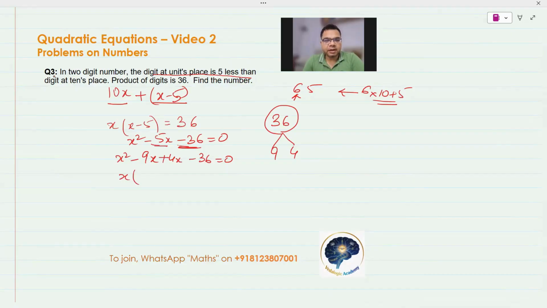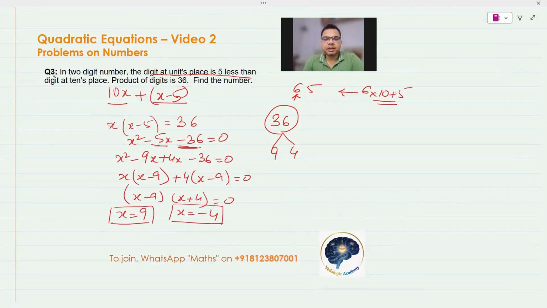So I'll take x common, x minus 9 plus 4 into x minus 9 equals to 0. So it becomes x minus 9 and x plus 4 equals to 0. Now either x equals to minus 4 or x equals to 9.